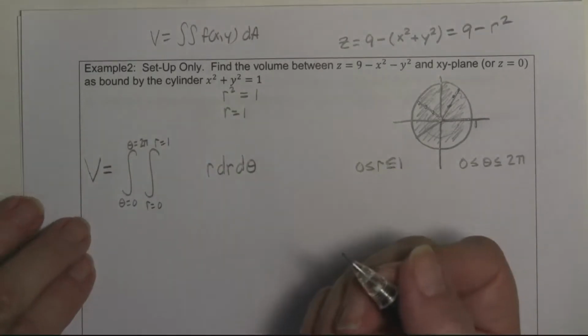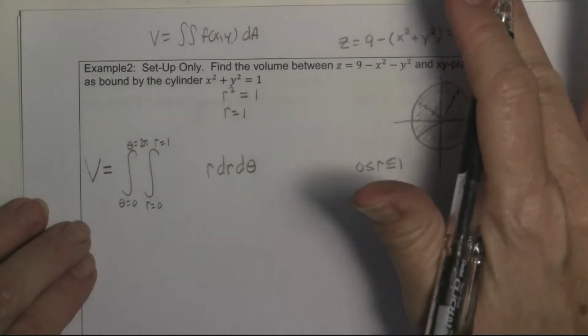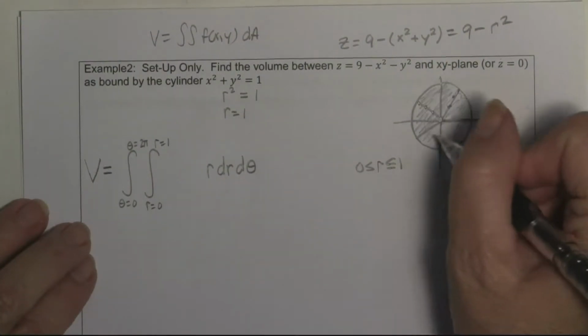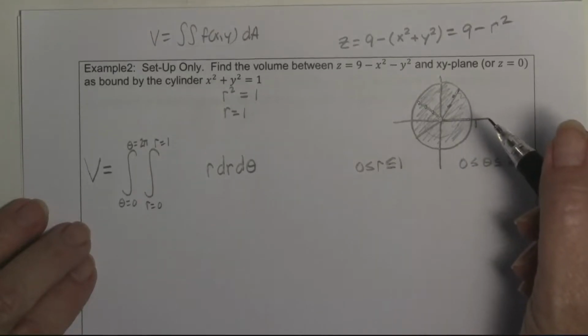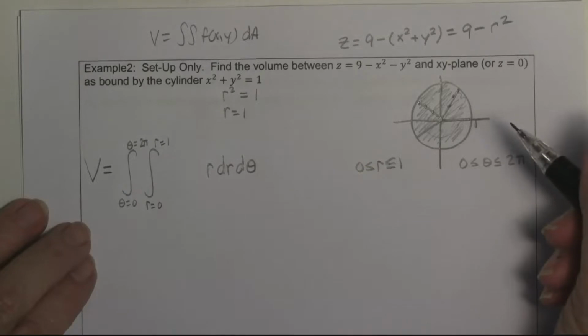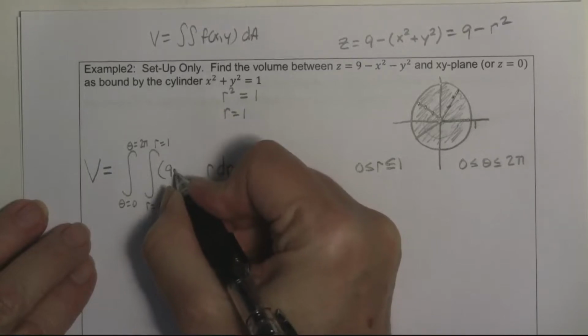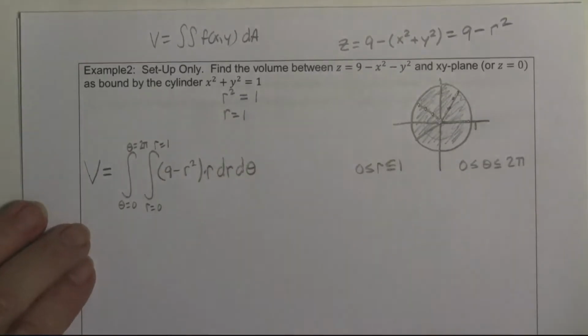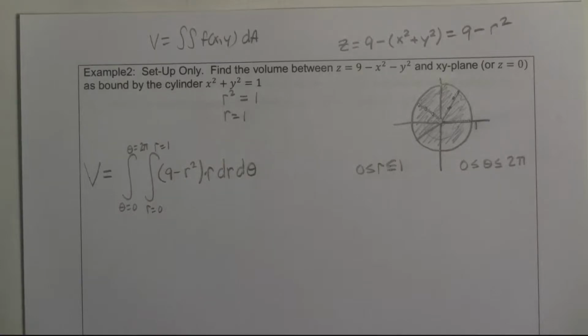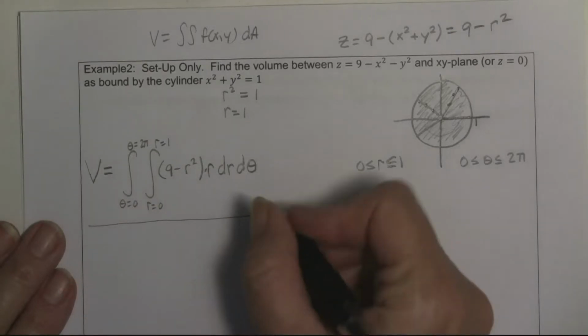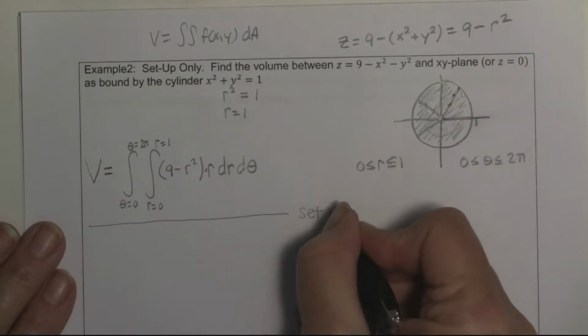You shouldn't use symmetry in these because you don't know that you have symmetry of your surface. Only if you know you have symmetry of your height could you use symmetry. And so we're going to have 9 minus r squared times r dr d theta. And now we're ready to integrate that. And so I said setup only. If I said setup only, this would be done. Here is the setup. So at setup only, we're done.